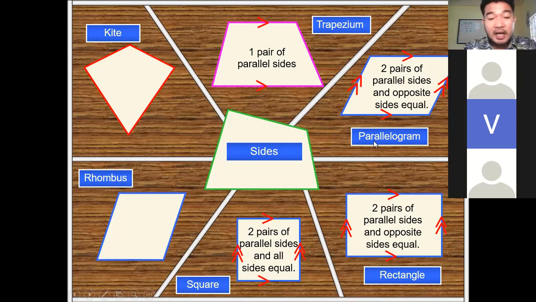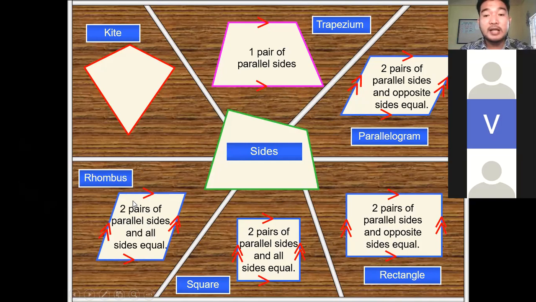Okay? And how about the rhombus? Rhombus, the same as the parallelogram. That is why rhombus is also one type of parallelogram. So si rhombus ay isang uri din ng parallelogram. So ilang uri ng parallelogram mayroon tayo? We have the rectangle, the square, and rhombus. Yung tatlo na yan, these are all types of parallelogram.